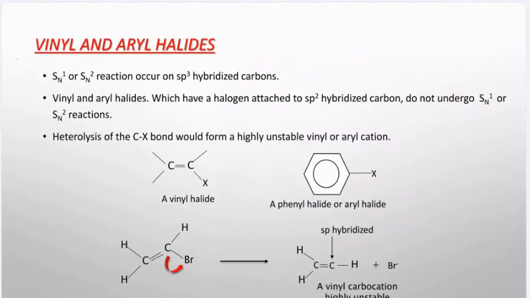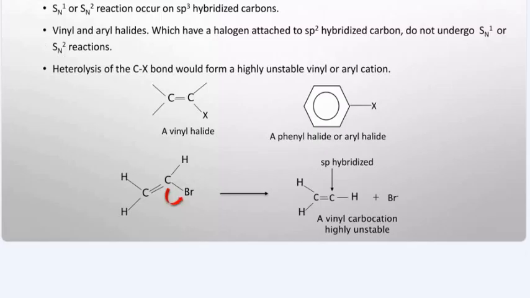Now vinyl and aryl halide. SN1 and SN2 reactions occur on sp3 hybridized carbon. Vinyl and aryl halides, which have a halogen attached to an sp2 hybridized carbon, do not undergo SN1 or SN2 reaction. Heterolysis of the C-X bond would form a highly unstable vinyl or aryl cation. You can see the vinyl halide and phenyl halide or aryl halide, sp2 hybridized.